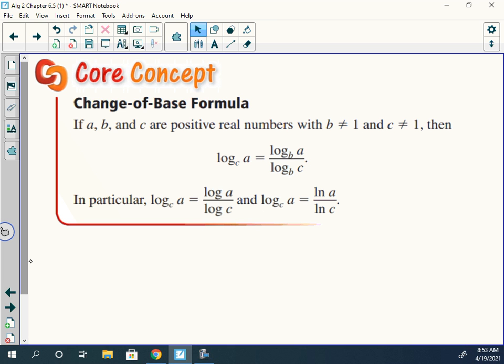It works out that log base C of A is equal to log base B of A over log base B of C, or log base 10 in particular. So log base C of A is the same as log of A divided by log of C, which is actually the same as the natural log of A divided by the natural log of C, because the bases are going to be the same.